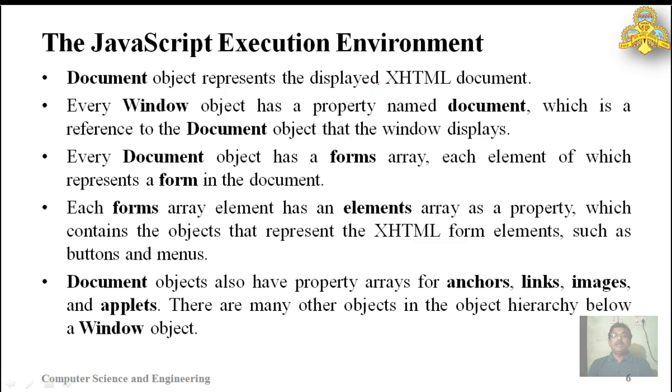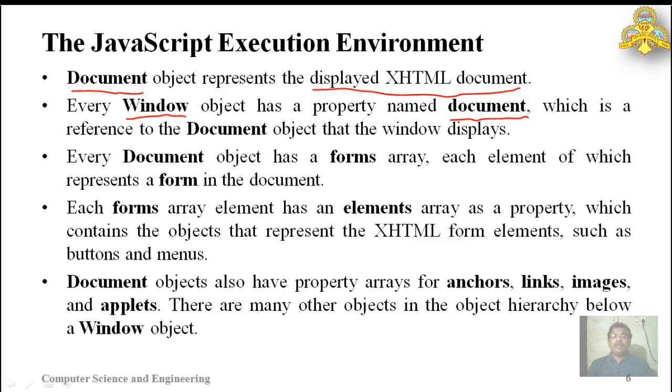In JavaScript, every displayed HTML or XHTML document can be identified by the document object, and the document is shown within a browser window. So window is at a higher level than the document, or we can consider window as the parent of the document object. In correct terms, the window object has a property named document, which is a reference to the document that the window displays.